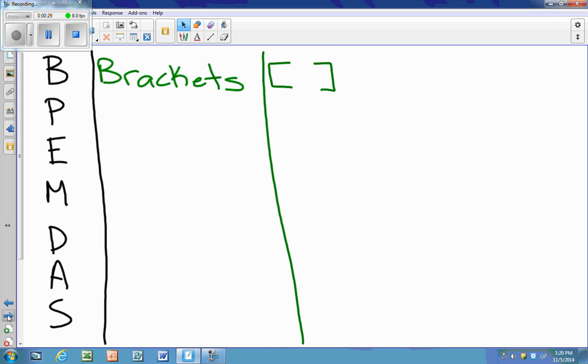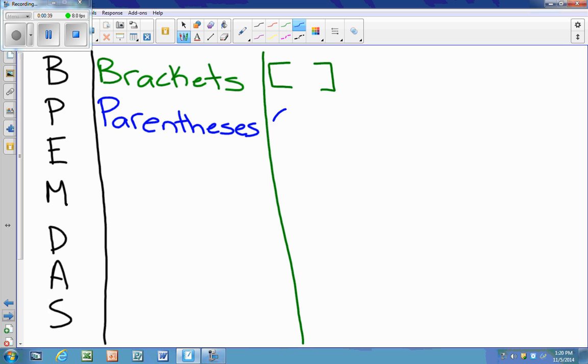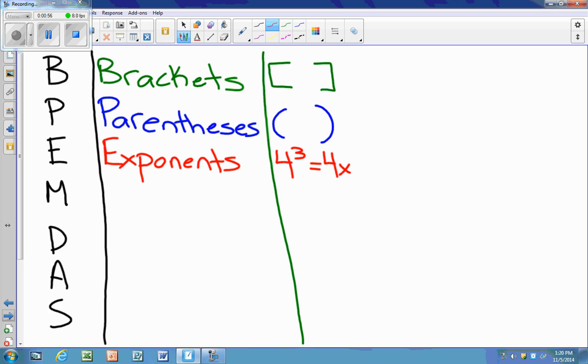The P stands for parentheses, and parentheses look like this. E stands for exponents. An example would be 4 to the third power, which is the same as saying 4 times 4 times 4. I'm multiplying 4 three times.